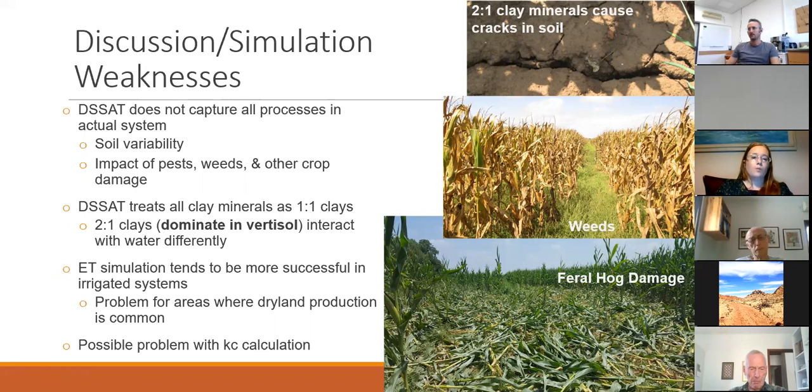One of the biggest issues that I noticed was that DSAT treats all clay minerals as one-to-one clays. Clay minerals are a large category of different types of minerals, and they have different ways that they interact with water. So DSAT assumes that when you enter clay content into the model, it's going to treat that clay as if it's a one-to-one clay, while most of the clays that we have on our site are actually 2-to-1 clays. This is just referring to the mineral structure. And these different types of clays interact with water differently.